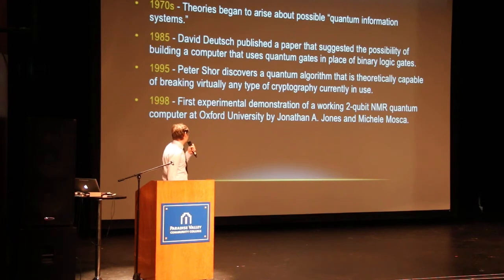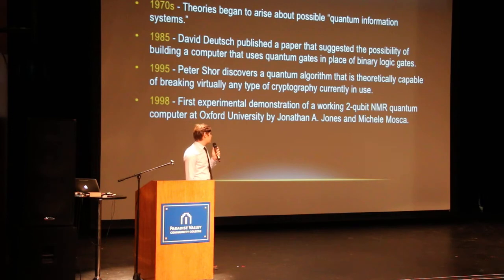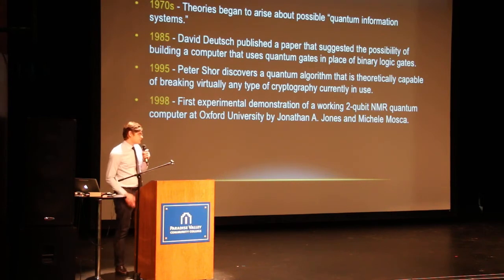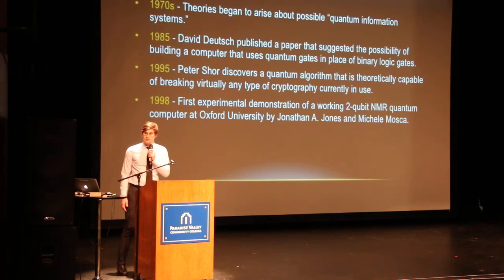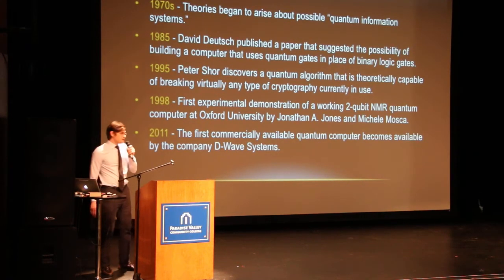1998. First experimental demonstration of a working 2-qubit NMR, nuclear magnetic resonance quantum computer, went down. It happened at Oxford University. Jonathan A. Jones and Michelle Mosca. It didn't do anything too spectacular, but just the fact that it was running off of quantum particles was cool.